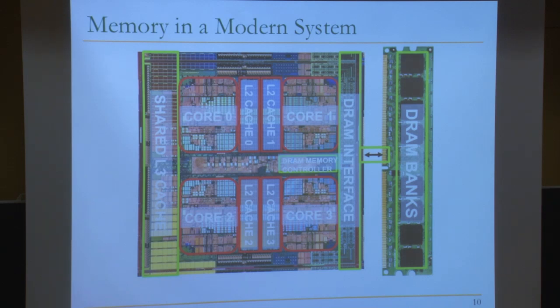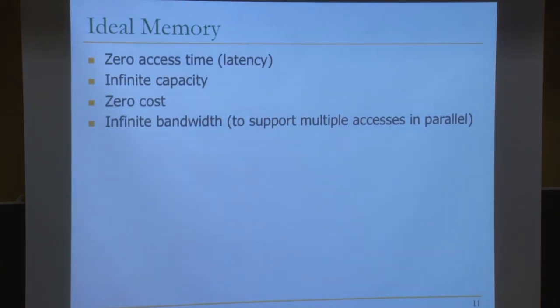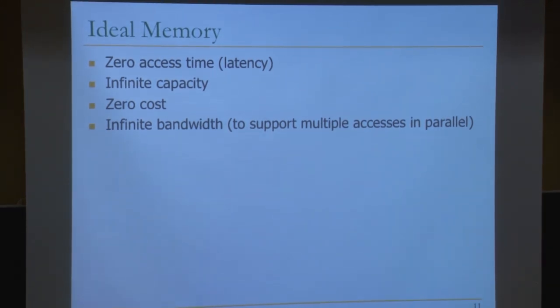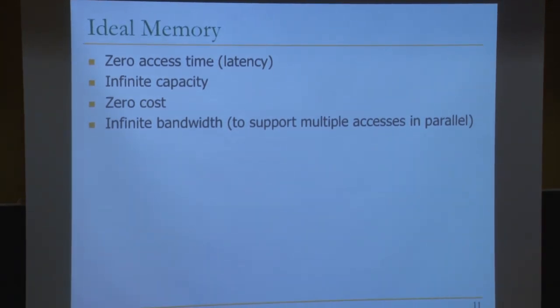But let's first start, well, obviously it's a hierarchy, right? There is a hierarchy here. You have the registers inside here, and then L1 cache, L2 cache, L3 cache, memory. Why do we have that hierarchy? Well, the need for the hierarchy actually comes from that idealism, right? Ideally, we would like zero access time, zero latency, infinite capacity, zero cost, and infinite bandwidth. And you cannot get it all with a monolithic design. By having a hierarchy, we're going to try to approximate all of that.